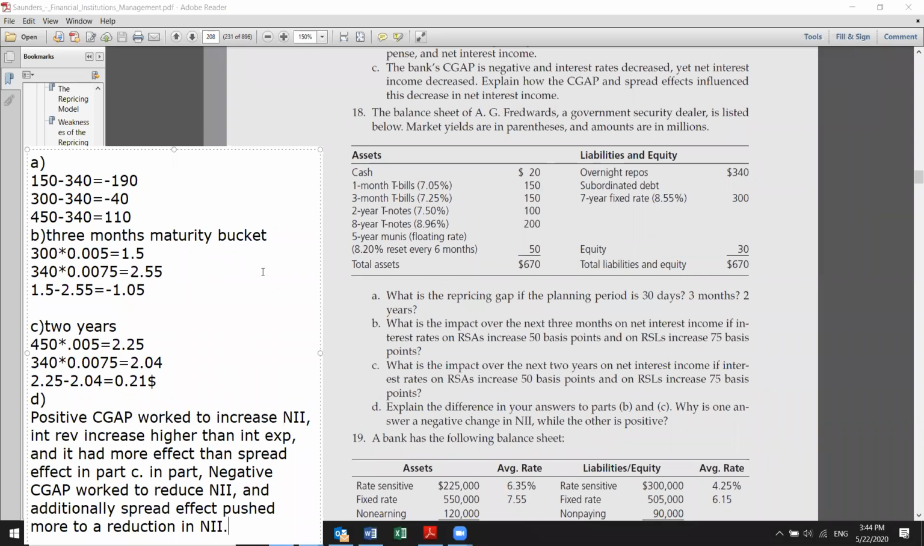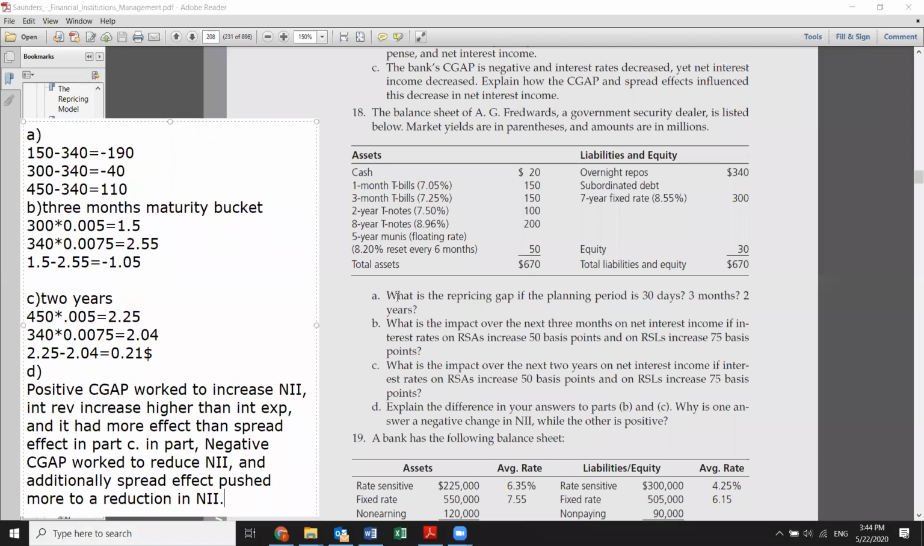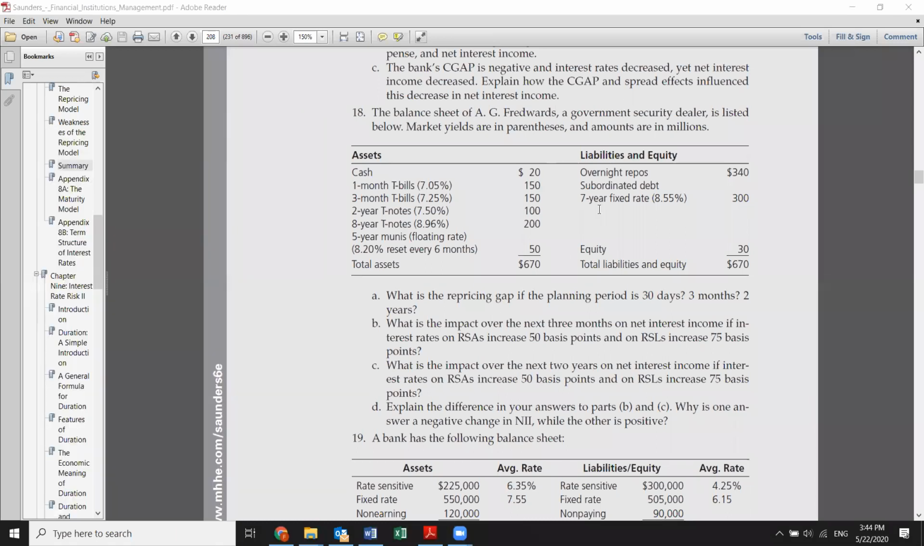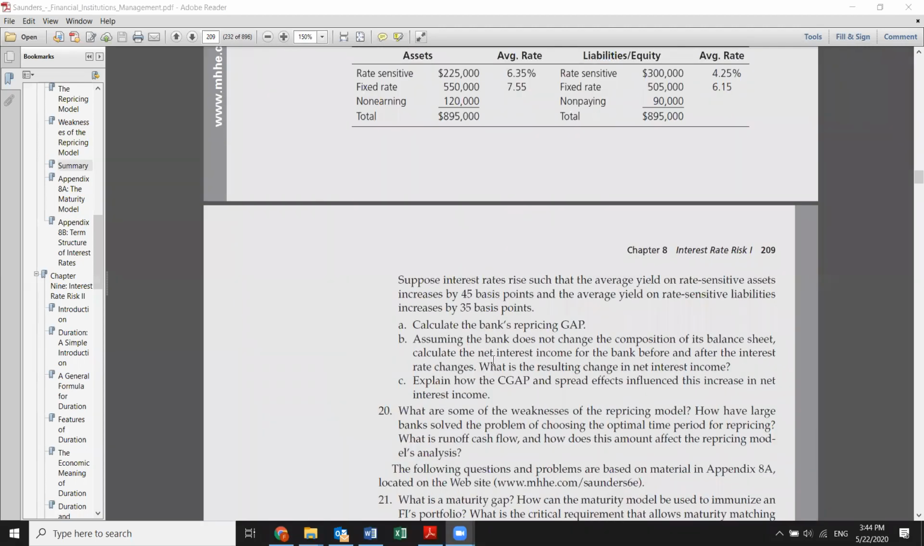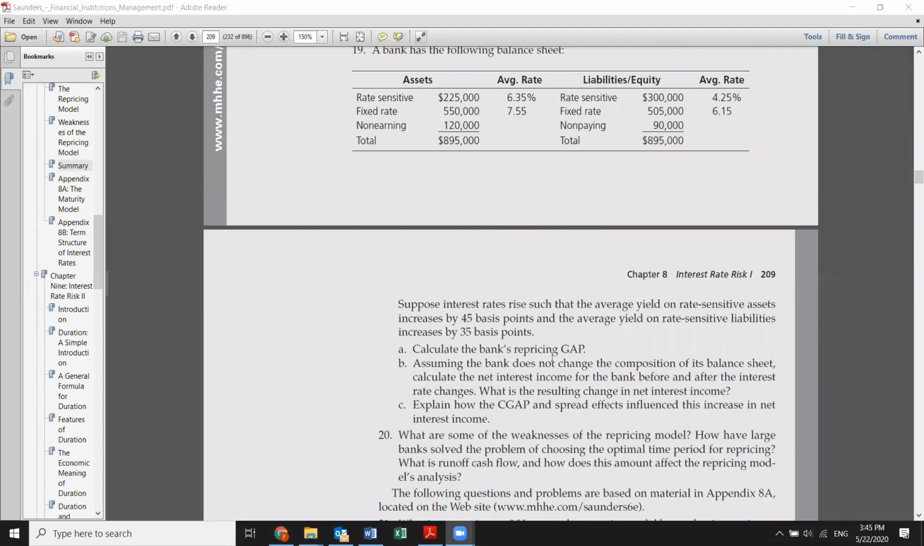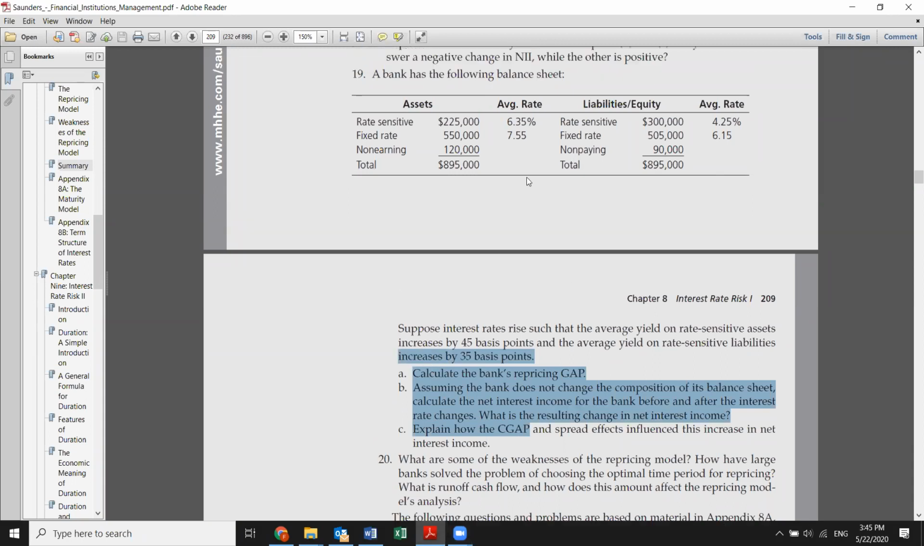Okay, guys, this was the question that I wanted to solve as well. And there's question 19. I think we're lacking time, like 1 minute left. But let me see what the question is about. Question 19. So we have to calculate the gap, assuming the composition of the balance sheet, and what is the resulting change in net interest income? And explain. Okay, it's the same thing, just with different numbers.